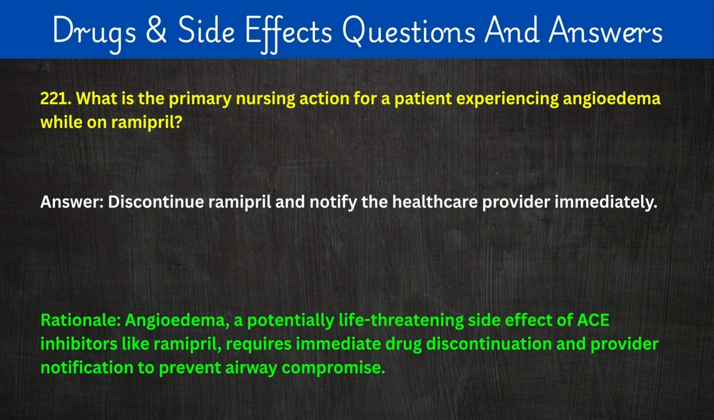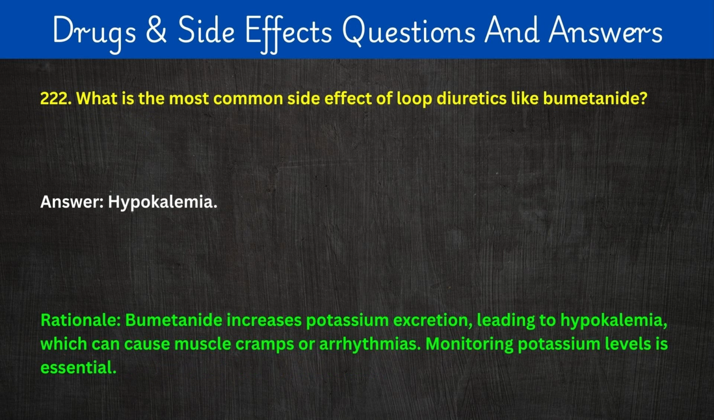221. What is the primary nursing action for a patient experiencing angioedema while on ramipril? Answer: discontinue ramipril and notify the healthcare provider immediately. Rationale: angioedema, a potentially life-threatening side effect of ACE inhibitors like ramipril, requires immediate drug discontinuation and provider notification to prevent airway compromise. 222. What is the most common side effect of loop diuretics like bumetanide?